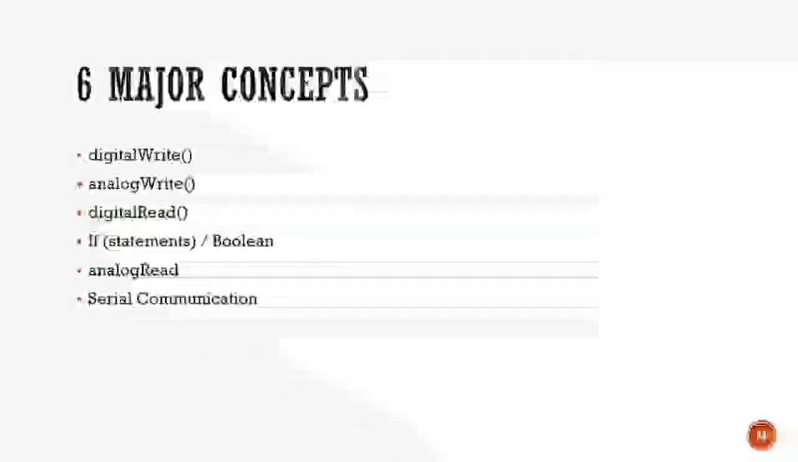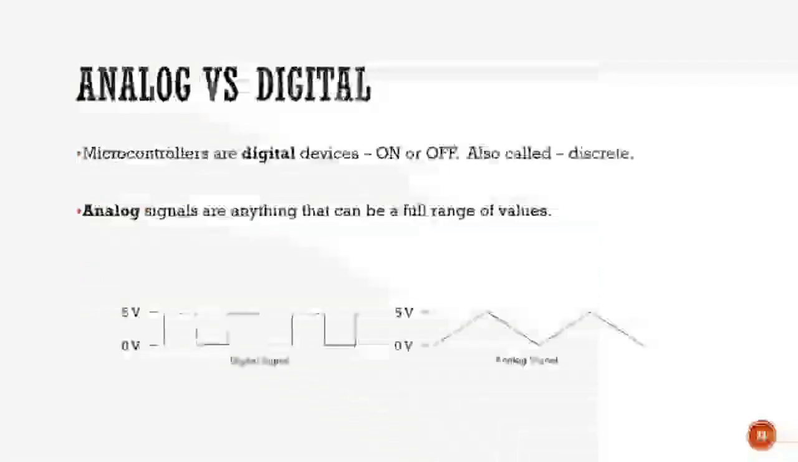Digital read is used for taking digital input, which is digital in nature. If statements are used for conditional statements. Analog read is used for analog inputs from the analog sensors. Serial communication is used for serial peripheral interfaces. So, analog versus digital.